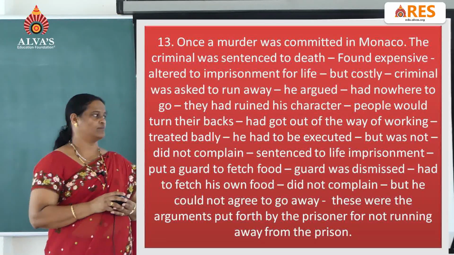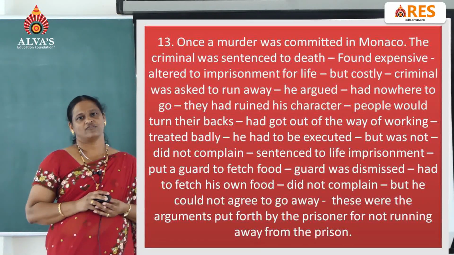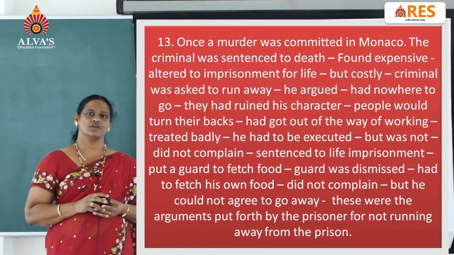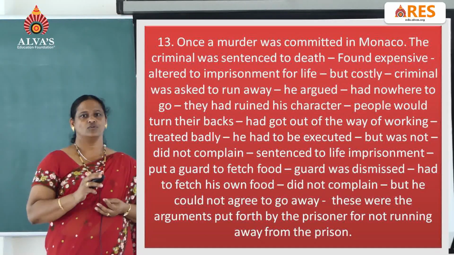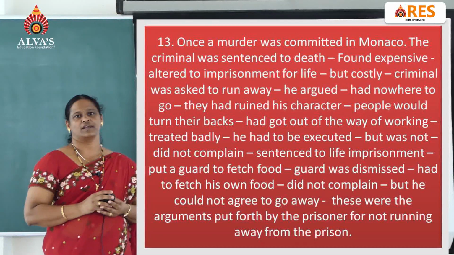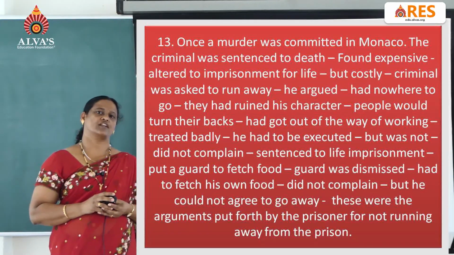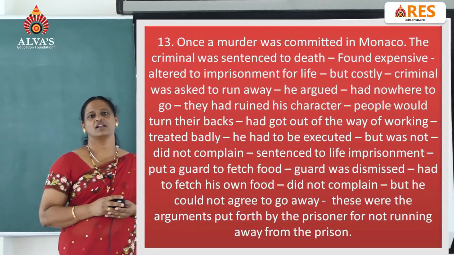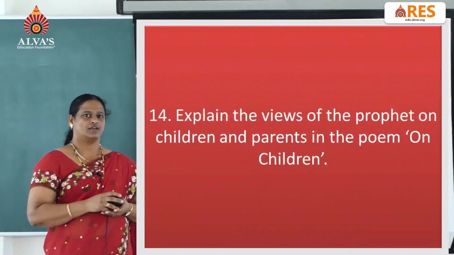He did not complain about that. Later they changed death sentence to imprisonment for life. They put a guard to fetch his food, and later they dismissed the guard and he had to go and fetch his own food, and that also he did not complain, but he couldn't agree to run away. So these were the arguments put forth by the criminal for not running away from the prison. Look at the next question.